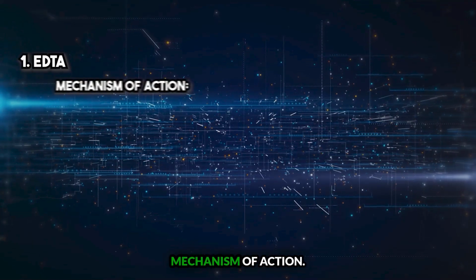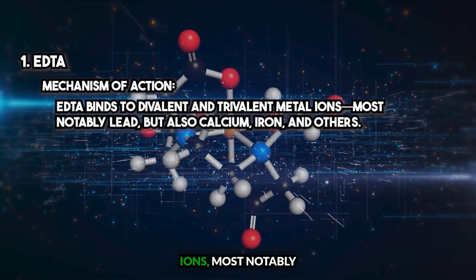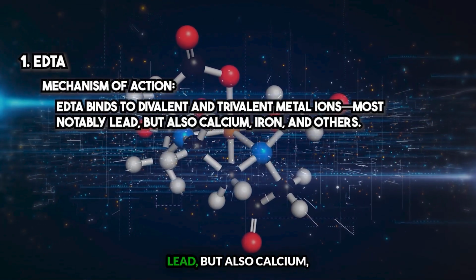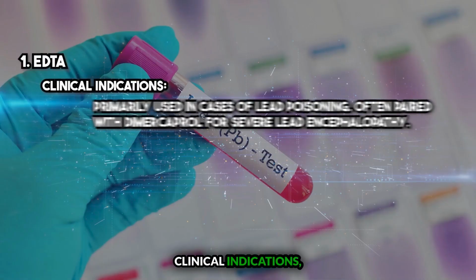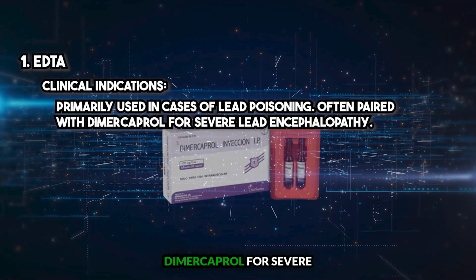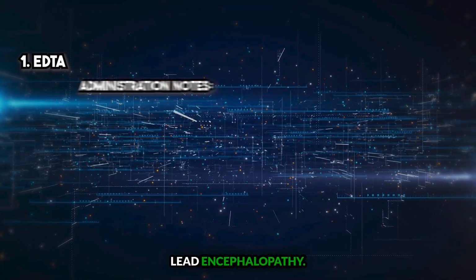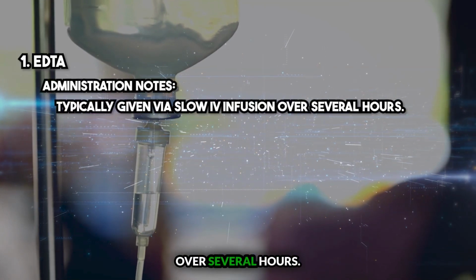1. EDTA. Mechanism of action: EDTA binds to divalent and trivalent metal ions, most notably lead, but also calcium, iron, and others. Clinical indications: primarily used in cases of lead poisoning, often paired with dimercaprol for severe lead encephalopathy. Administration notes: typically given via slow IV infusion over several hours.